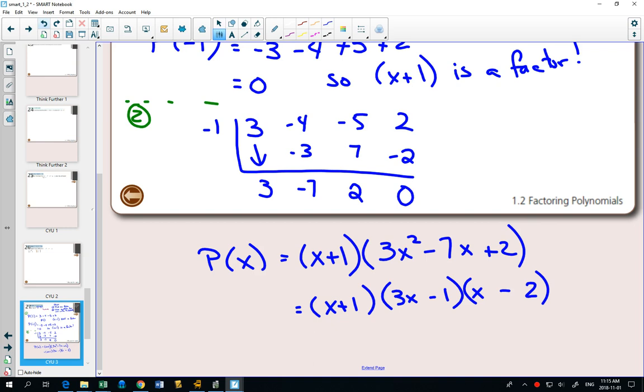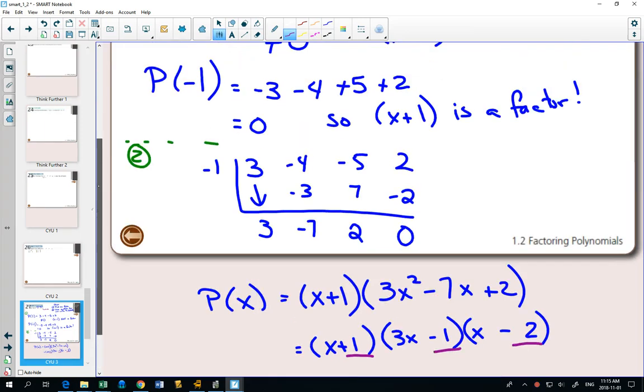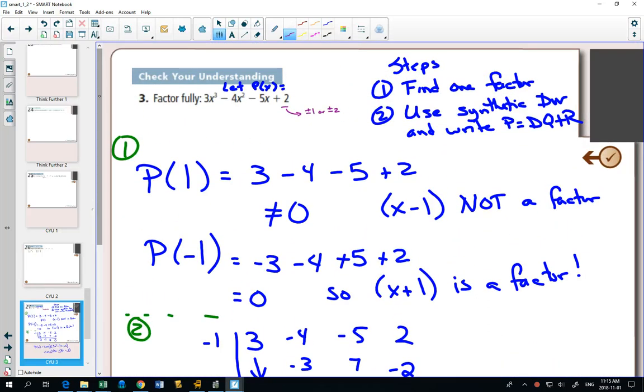Right? All of our last numbers, -2, -1, and 1, do they multiply to give us positive 2? Yes. And that's what we had started with here, a positive 2. So that last number is the key to finding one factor. Then once you've found one factor, use synthetic division and write the division statement.